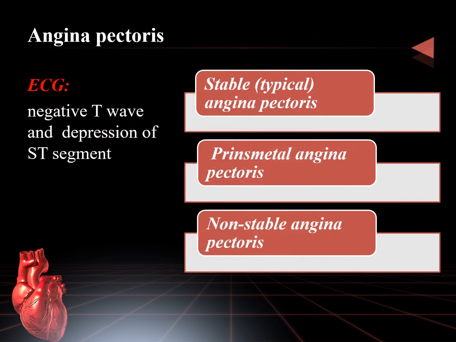Angina pectoris is a typical form of coronary insufficiency, which is manifested by pain. Pain often occurs during negative emotions, physical exertion, sometimes during eating. The forms of angina pectoris are stable angina pectoris, Prinzmetal angina, and unstable angina pectoris.